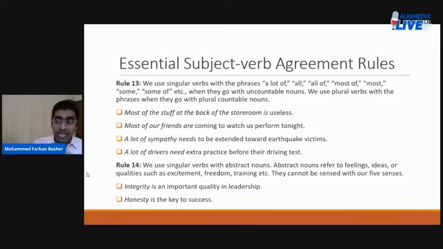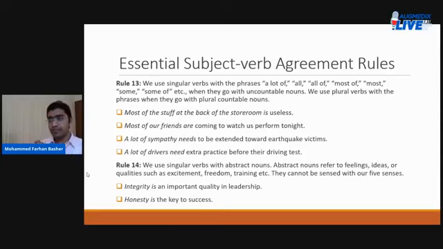A lot of drivers need extra patience before their driving test. And follow this. Drivers, on the other hand, is of course a countable noun, right? A plural countable noun. So along with the phrase a lot of, the entire subject phrase has become plural, right? So we have a plural subject phrase. Therefore, a plural verb must follow. So we say a lot of drivers need extra practice before their driving test.